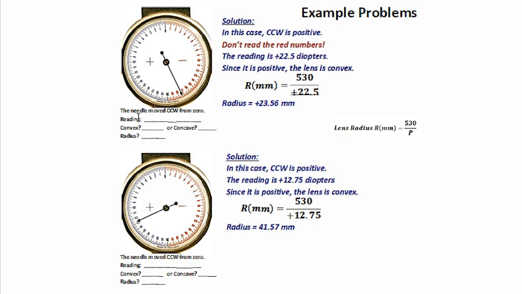We do the same thing, and this time counterclockwise. See the CCW? Counterclockwise is going to go in this direction, and we're going to read accordingly, so we get 22.5. And this one, the same thing, counterclockwise in this direction, so we get 12.75. Then do the same thing, plug in your power, and you will get the answers.